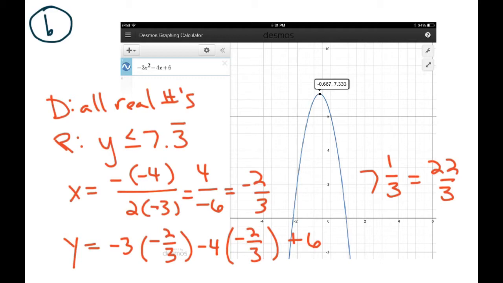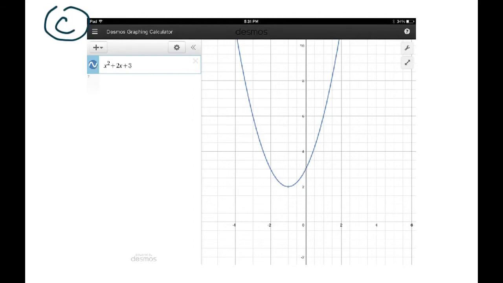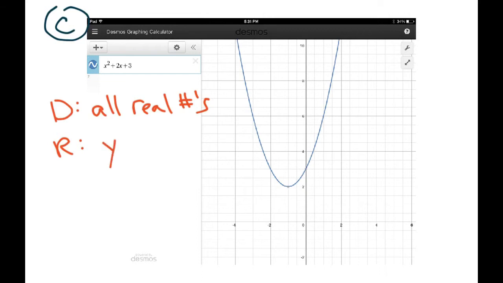Remember, this is a multiple choice test, so if the answer is given to you as a fraction, you can just turn the fraction into a decimal to make sure you did the problem correctly. In problem C, x squared plus 2x plus 3. The domain is all real numbers. The range, because it has a minimum, is y is greater than or equal to, in this case, 2. And again, remember, you can find this algebraically as well, or you can find it using the minimum or maximum function on your graphing calculator.